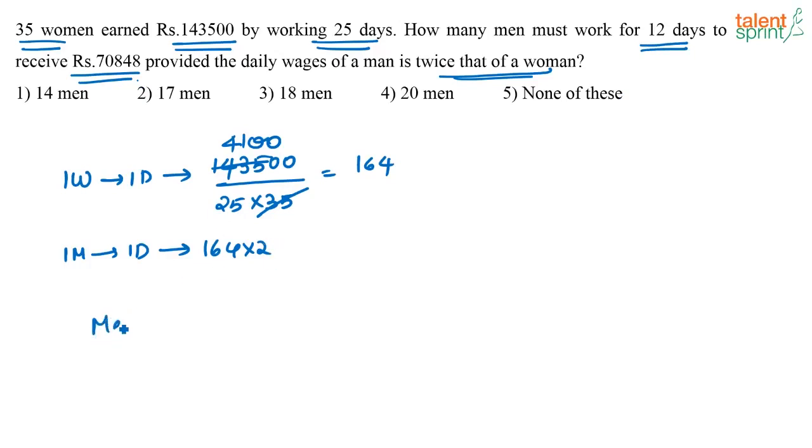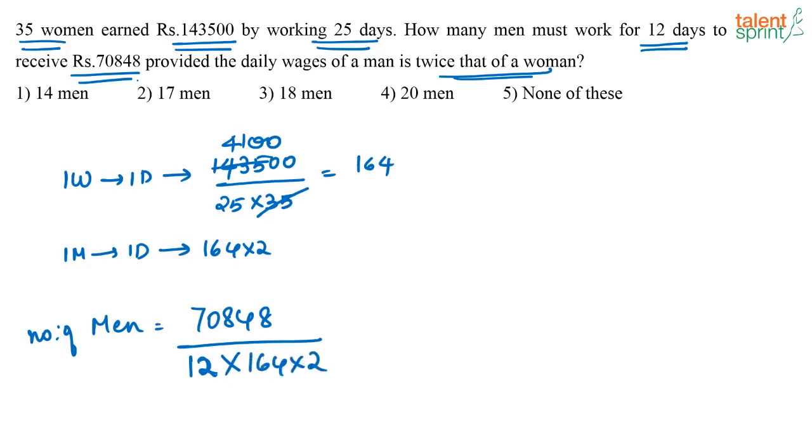So how many men are there? Number of men, how do I find out? Number of men is equal to the total money that they have given to men divided by the number of days for which the men work, into the salary that each person gets every day. That will give you how many men are there. So when you solve this, you will get the answer as 18 men. So the correct answer here is option 3. I hope it is clear.